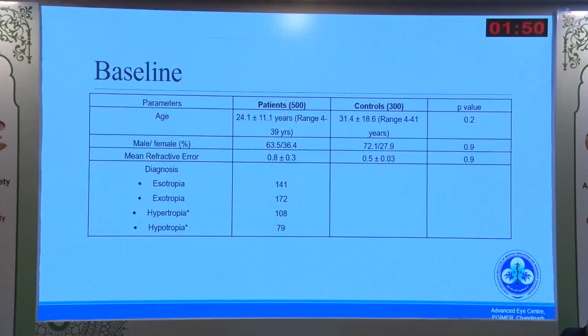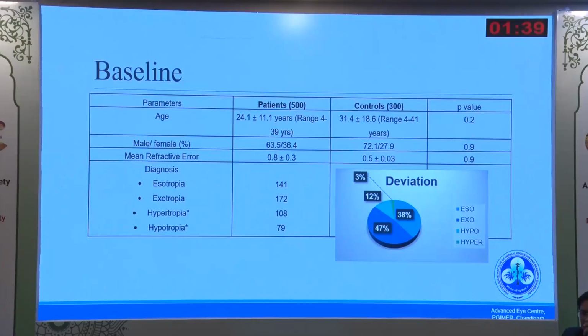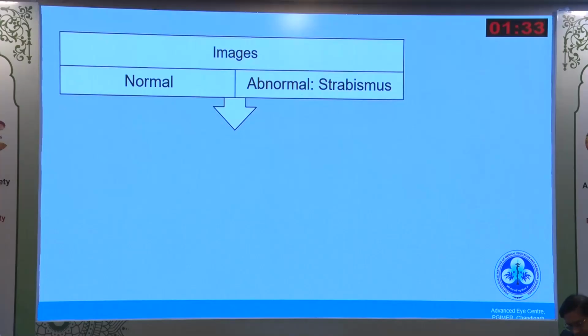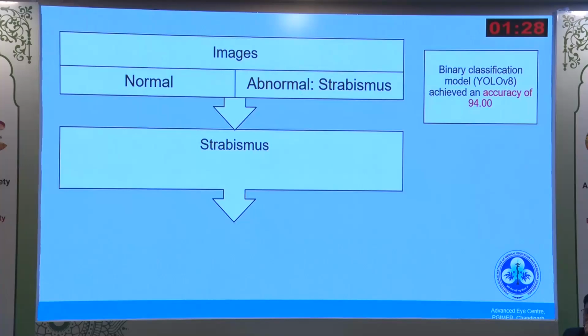We have now recruited about 500 patients who are undergoing squint surgery and matched them with age-matched, gender-matched, and refractive error-matched controls of 300 patients. Most of the strabismus that we saw was horizontal, and so we had a predominant exotropia in our study group. When we give the software the images, it classifies it into normal and abnormal with an accuracy of 94%.